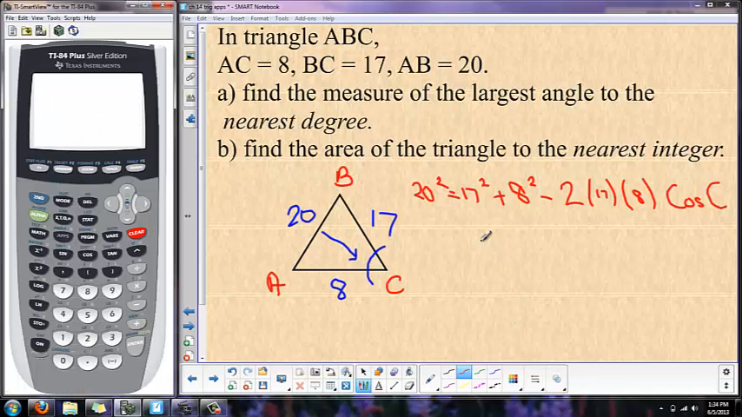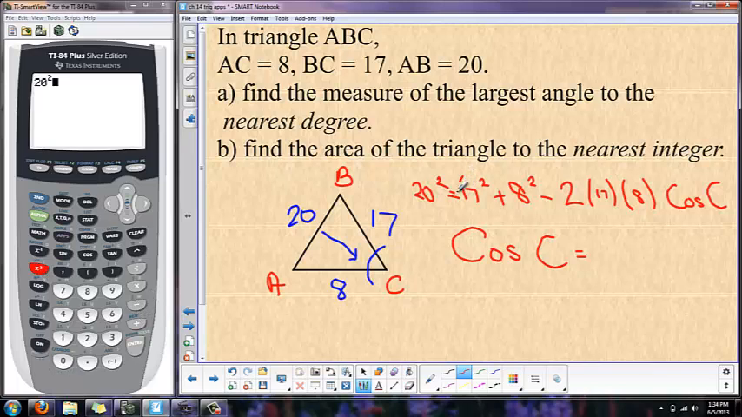Now that we've done this a couple of times, I'm going to stop writing it out every single time. You can feel free to do it still, but it's just hard to write out with a mouse. So 20 squared, and then I'm going to subtract over both of those. So minus, in parentheses, 17 squared plus 8 squared. And once I've subtracted that over, I need to divide by this part. So divided by, in parentheses, negative 2 times 17 times 8.